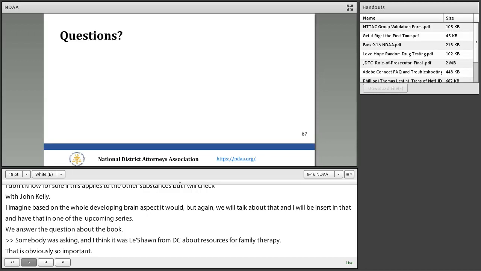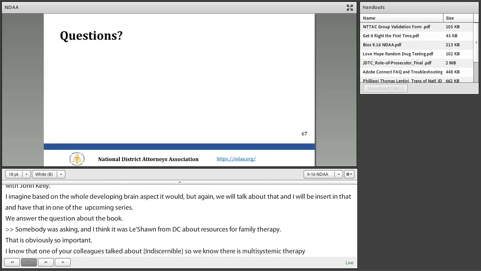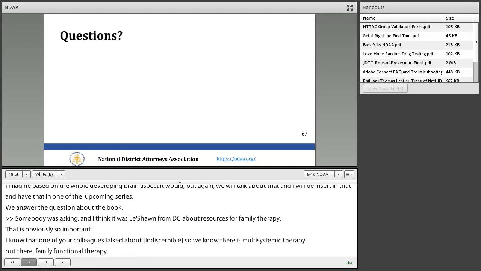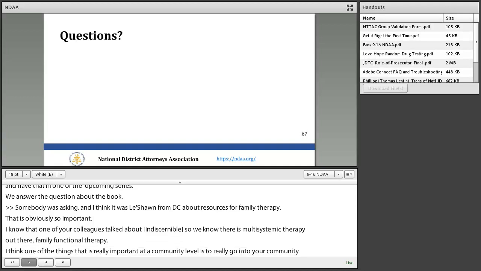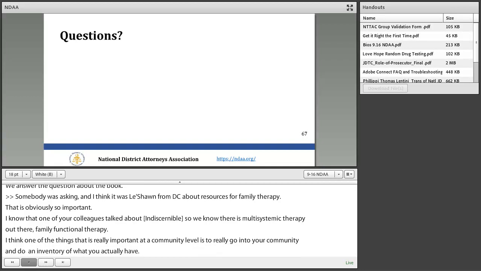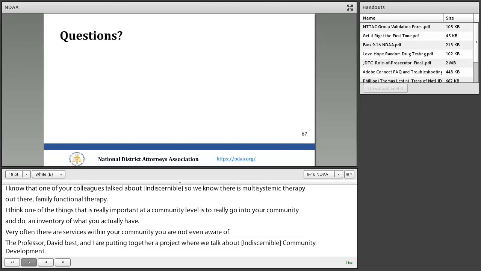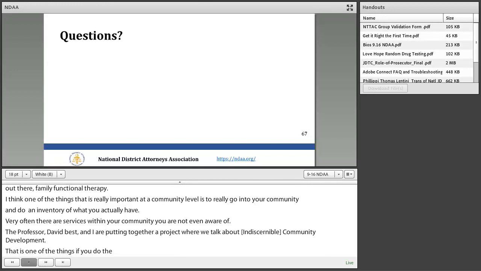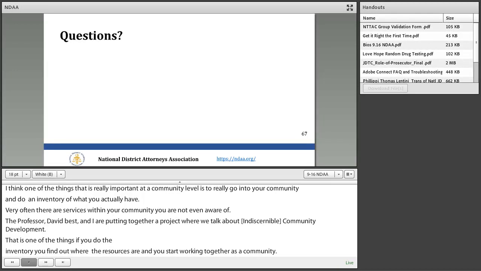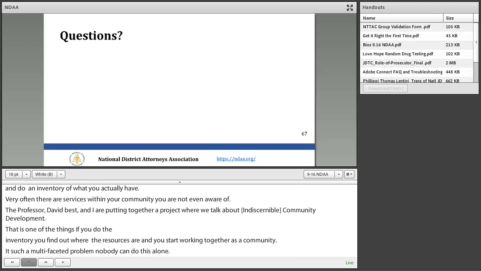I think one of the things that's really important at a community level is to really go into your community and do an inventory of what you actually have, because very often there are services within your community that you're not even aware of. And the professor, David Best, and I are putting together a project where we talk about asset-based community development. And that's one of the things, you do the inventory, you find out who those resources are, and you all start working together as a team, because it's such a multifaceted problem that nobody can do this alone. So it's really important that you're reaching out to others within your community, because you all have to be working together on this.